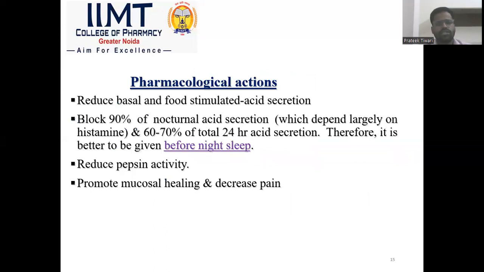So now we have to understand the pharmacological action. H2 blockers reduce the basal and food-stimulated acid secretion. It blocks 90% of nocturnal acid secretion and 60% of total 24-hour acid secretion. Therefore, it's better to be given before night sleep. It reduces the pepsin activity. It also promotes mucosal healing and decreases the pain.